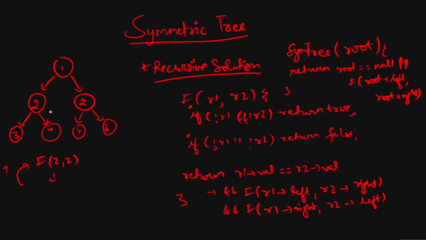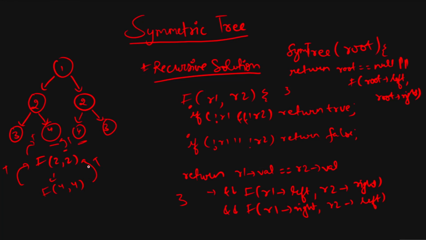I will call R1 right and R2 left. So that means I will call 4 and 4. For 4 and 4, both of them are not null. So they come to this condition, and both of their values are the same. So if their values are the same, they will call left and right. Both of them are null, so they will return true. This is also the same, so it will also return true. Then this 4 will also return true.